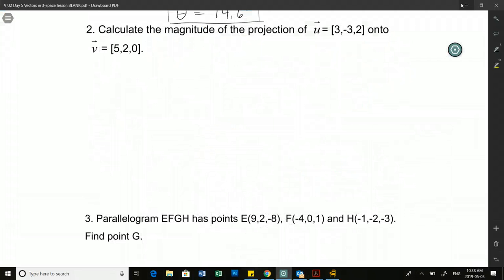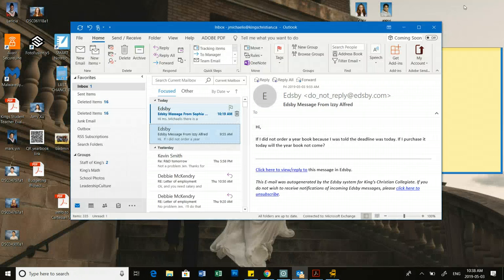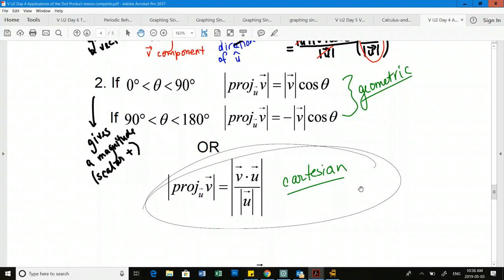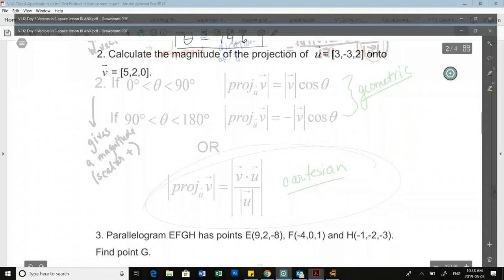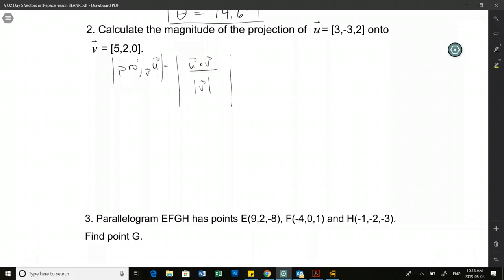Okay? So we are finding the projection of u onto v. So this one is slightly different than our other one, because this is v onto u. So instead of dividing by the magnitude of u, we will divide by the magnitude of v, because v is the vector that's being projected on. So I want to take the absolute value of the whole thing, and I'm going to do u dot v over magnitude of v. That's how we're going to find it with Cartesian vectors.